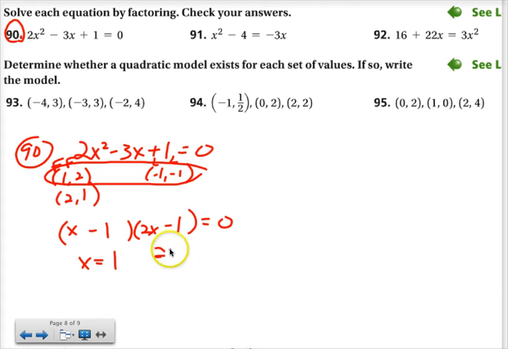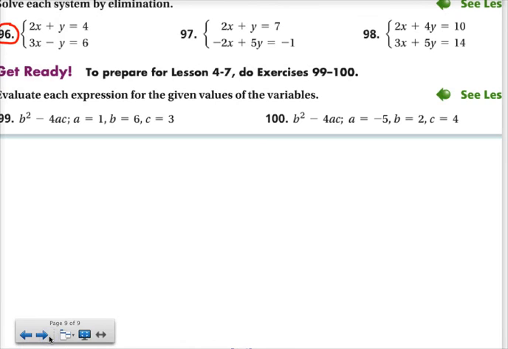And then this one, if you need to, go ahead and set it up so you realize I'm going to add 1 and divide by 2. So x equals 1/2. So solving by factoring, we factor and then we find the zeros. Finding the zeros, finding the x-intercepts is solving. Then number 96, this one is solving by elimination.